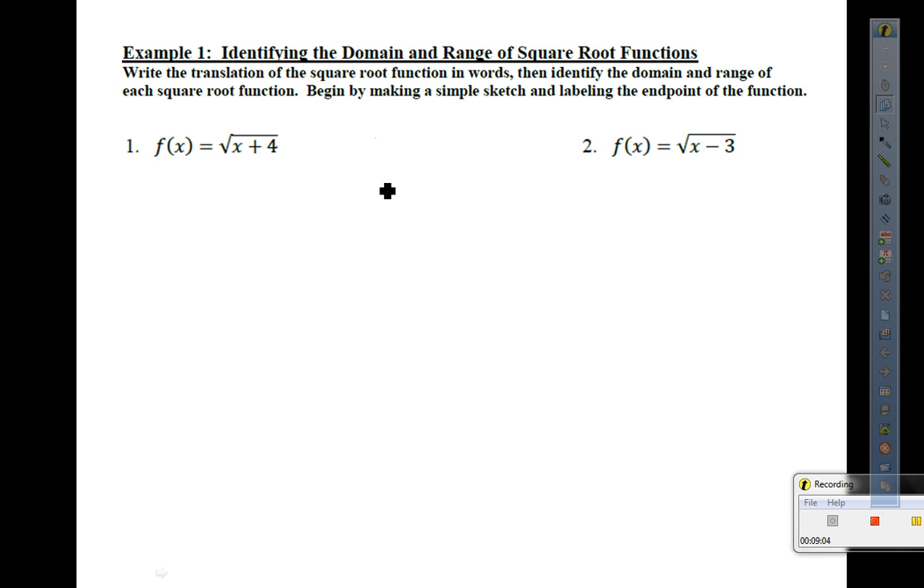If you will, make a sketch right there, and then think for just a second. What's that plus 4 going to do? It should move it 4 units to the left. So I'm going to have a square root graph that's going to look like this. It's been moved over 4 units to the left. So in words, I'm just going to say 4 units left.